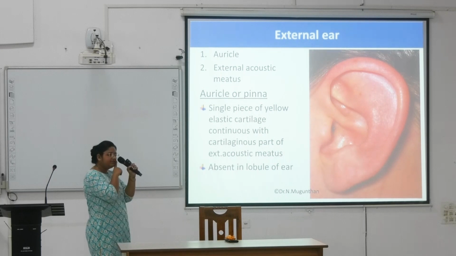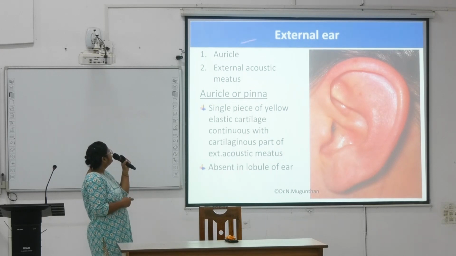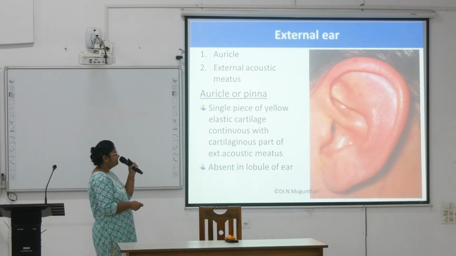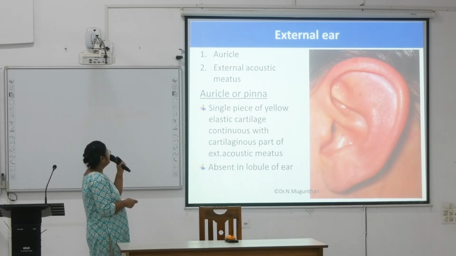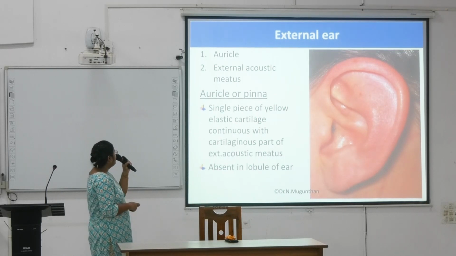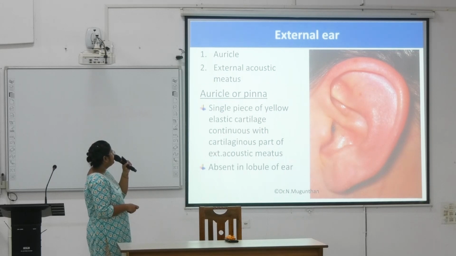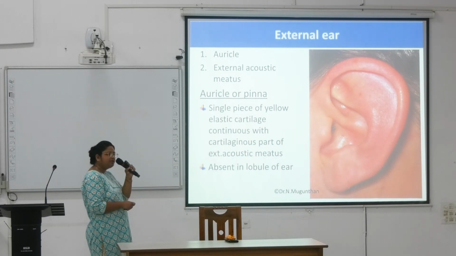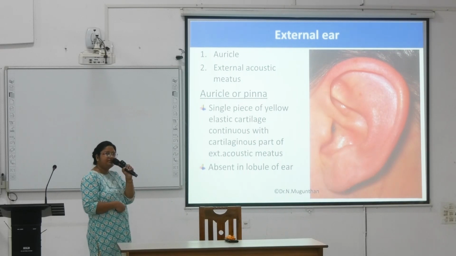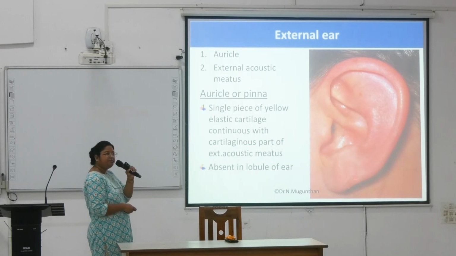So first we will discuss the external ear. The external ear consists of the auricle and external acoustic meatus. The ear canal is starting here. So the auricle or pinna is a single piece of yellow elastic cartilage and continuous with the cartilaginous part of the external acoustic meatus. This part is formed by yellow elastic cartilage. It is absent in the lobule of the ear. In the lobule of the ear, the cartilage is absent. That's why ear piercing is generally done in this lobule. Okay.